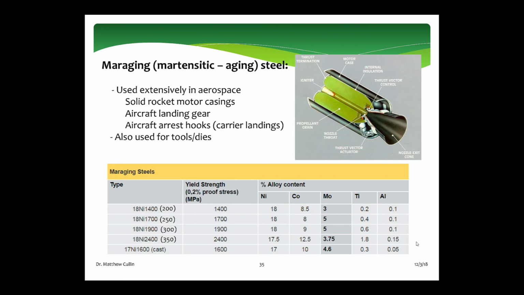We also see them used for tools and dies. They come in different grades. And so you can see, again, we can go all the way up to 350 KSI. This is yield strength in MPa, and I just translated it to KSI over there. Yeah, pretty cool material.